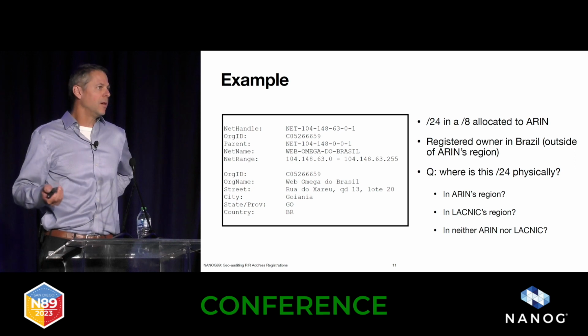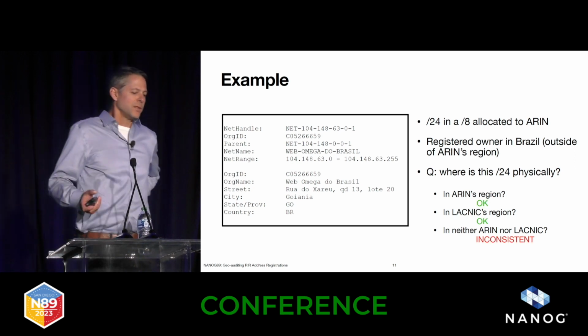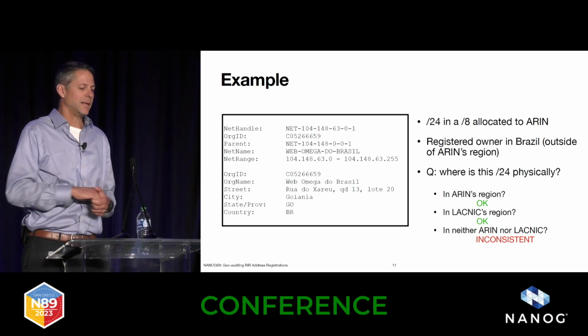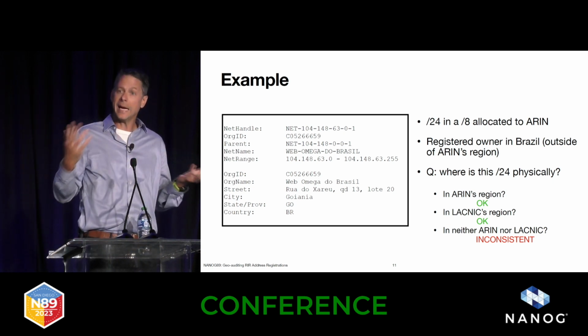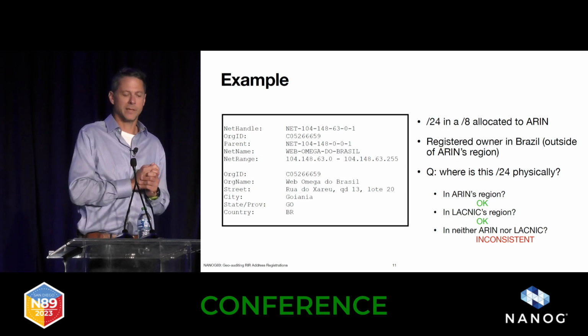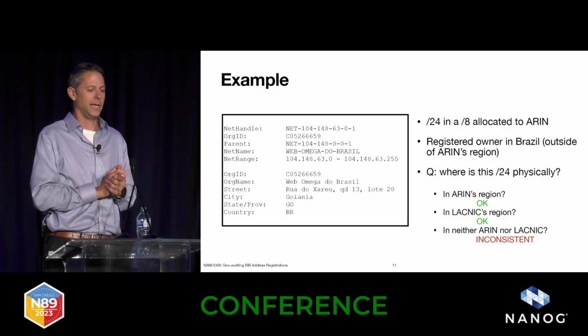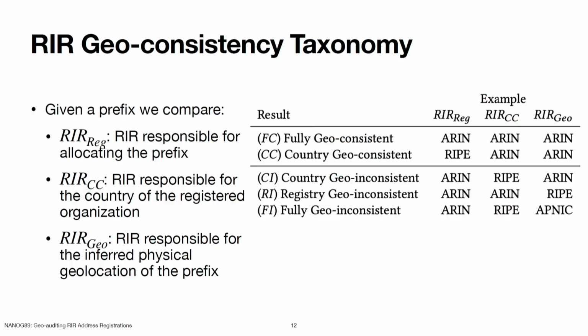So remember earlier I said we were taking a fairly conservative view on what it means to be out of region. In this case, we would basically say, okay, if we did find that this /24 was physically in the ARIN region, that's okay. If it's in the LACNIC region, that's okay too, because it corresponds to the actual organization that has registered this. If it's in neither the ARIN nor the LACNIC region, this is something we would label as inconsistent or something that might be worthy of further investigation.